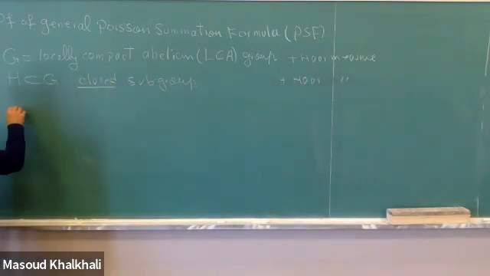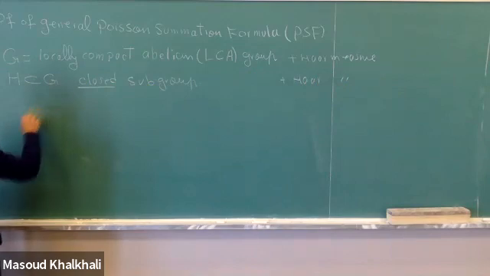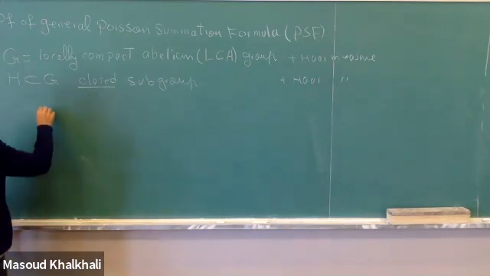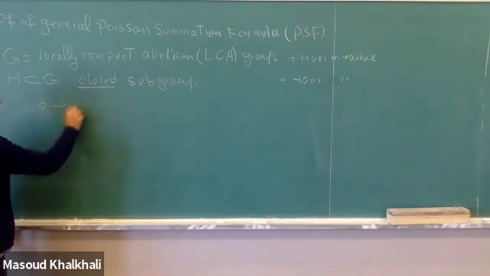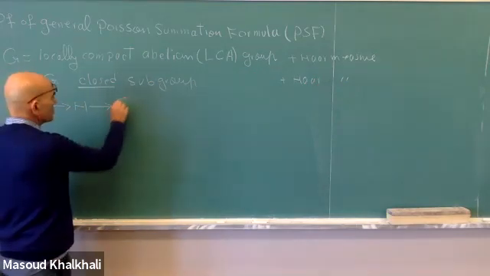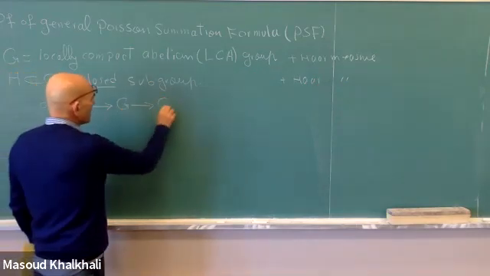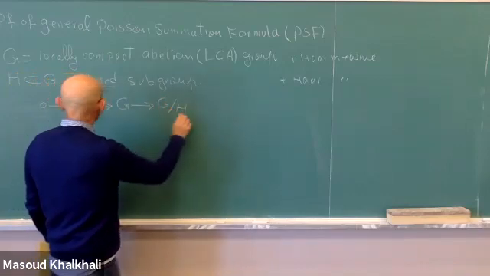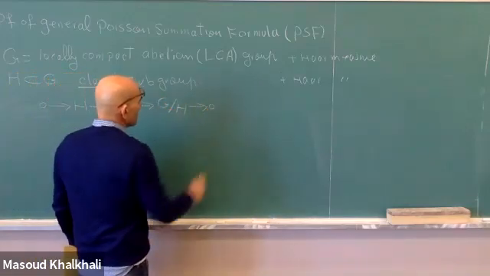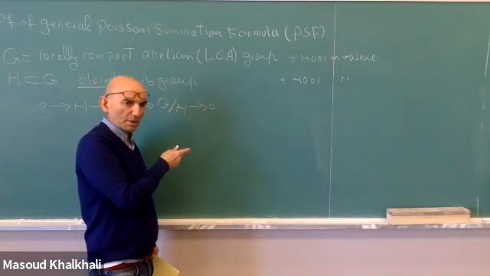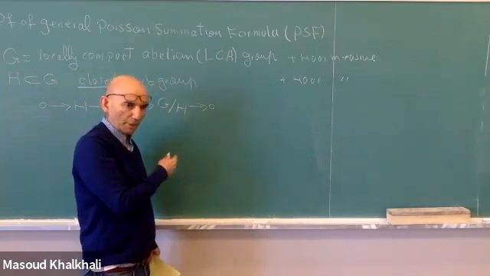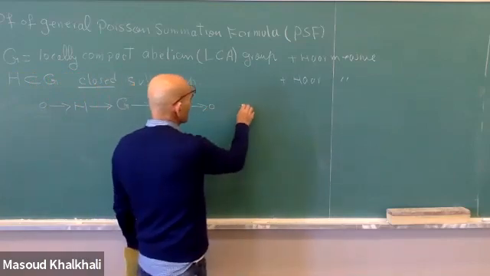So there's a little lemma that's kind of interesting. Okay, but before doing the lemma, notice you have an exact sequence like this. I can write additively 0, H, G, and G mod H, and 0. So this is an exact sequence in the category of locally compact abelian groups.